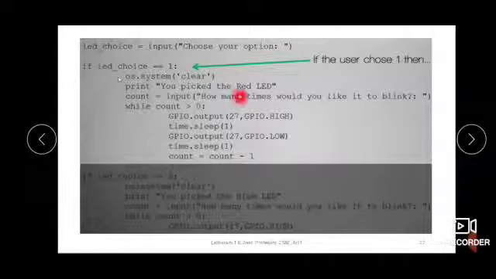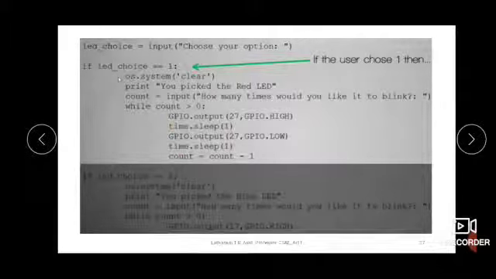Suppose the user enters 5. So count is 5, and the while loop will be executed 5 times. 5 is greater than 0, and until then it will keep executing. Each time, count is decremented by 1 until it reaches 0. This loop will be executed.